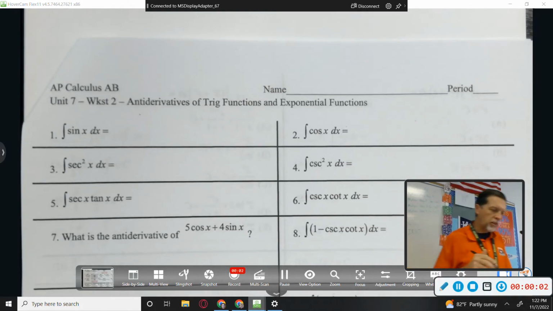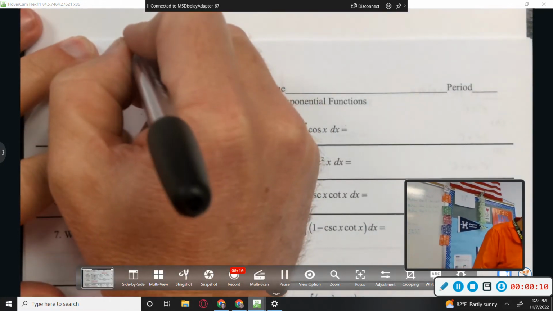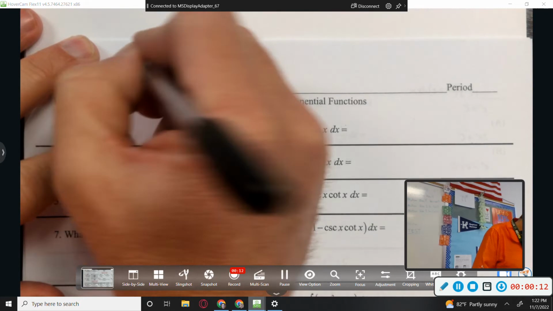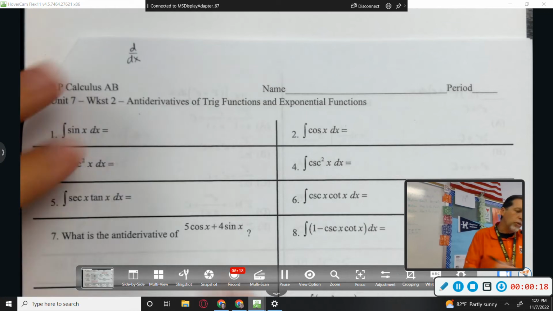So looking at worksheet 2, lots of trig, a little bit of exponent. So let's just remind ourselves what the derivative rules are, because I don't want to memorize integration rules. I just want to memorize the derivative rules, and then I can use them in reverse.